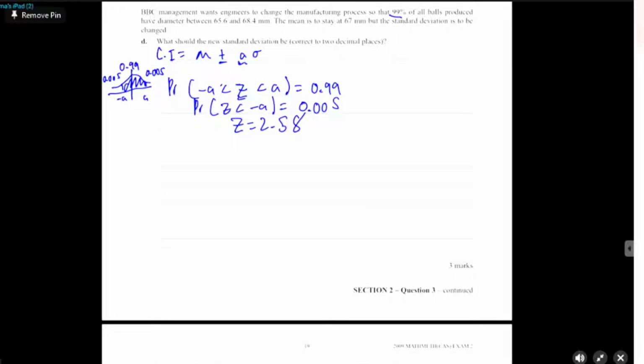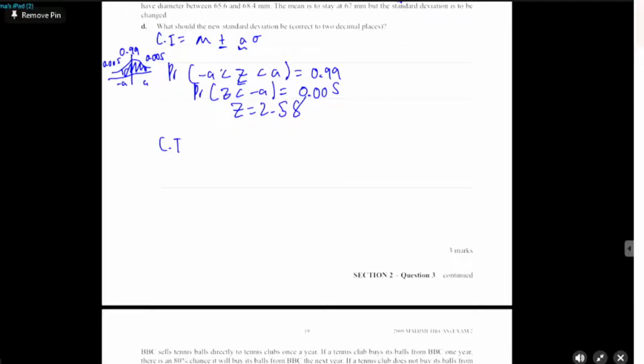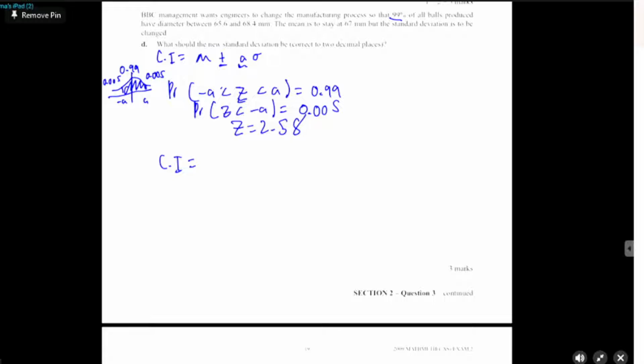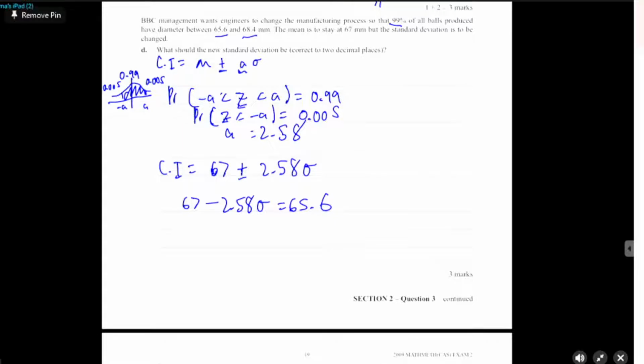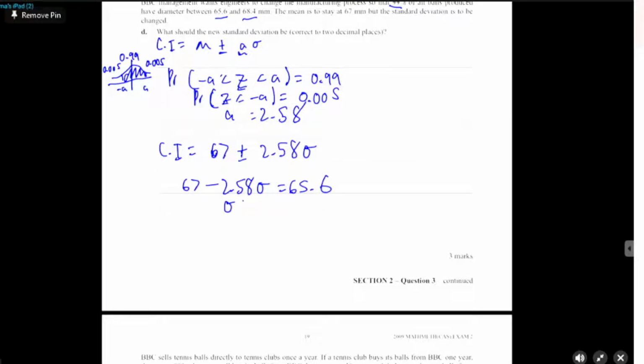Oh, yeah. And then your new confidence interval will be the mean, which is given as 67, plus or minus the new constant you found, times standard deviation. Now your lower interval is going to be 65.6, your higher one is going to be 68.4. You can choose either, it doesn't really matter. So I'll just use the lower. It is equal to 65.6. And then when you solve for that, your standard deviation is 0.54.